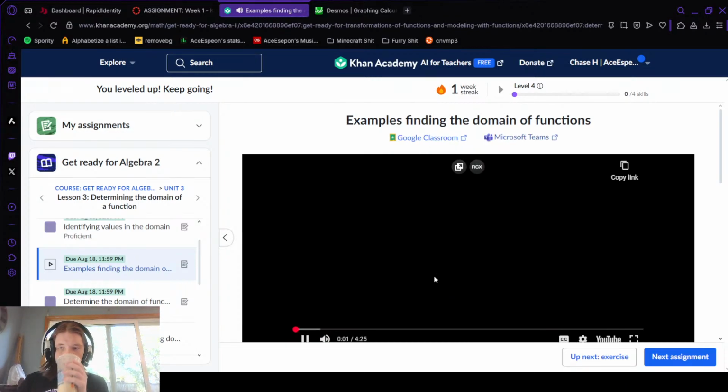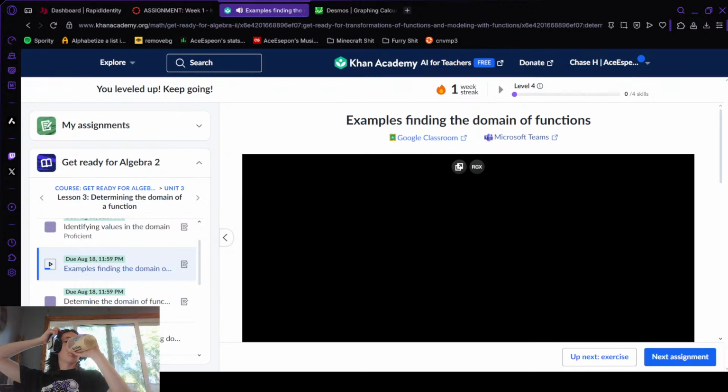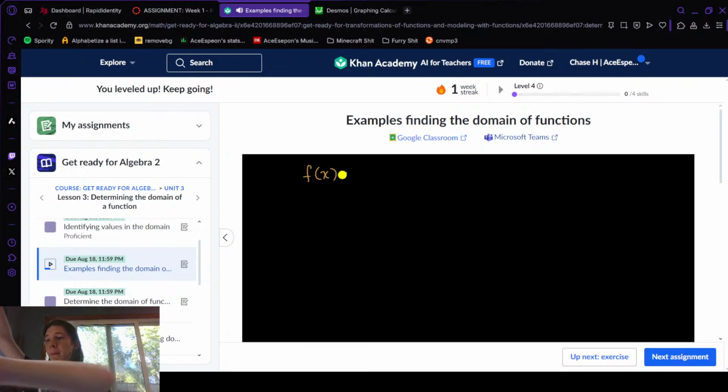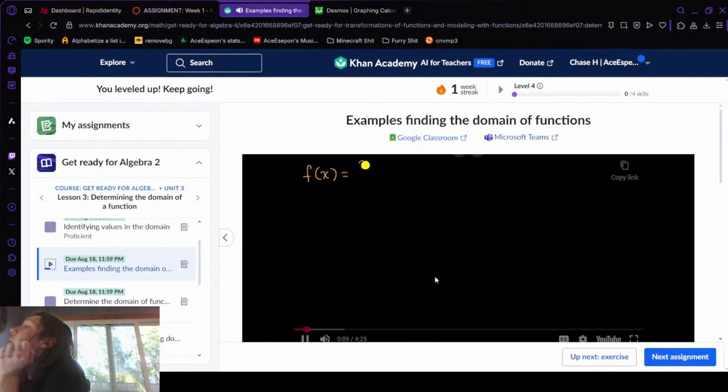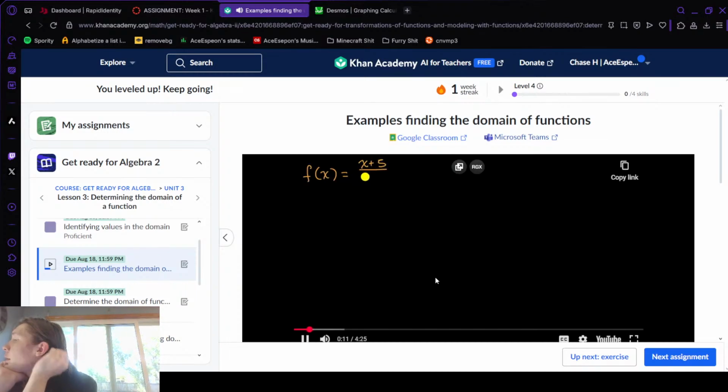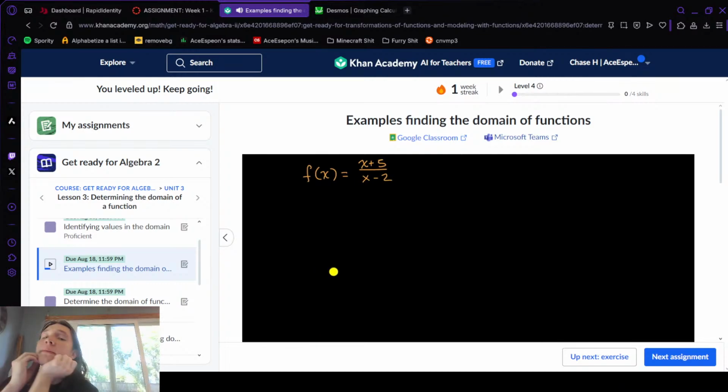In this video, we're going to do a few examples finding domains of functions. So let's say that we have the function f of x is equal to x plus 5 over x minus 2. What is going to be the domain of this function? Pause this video and try to figure that out. All right, now let's do it together.